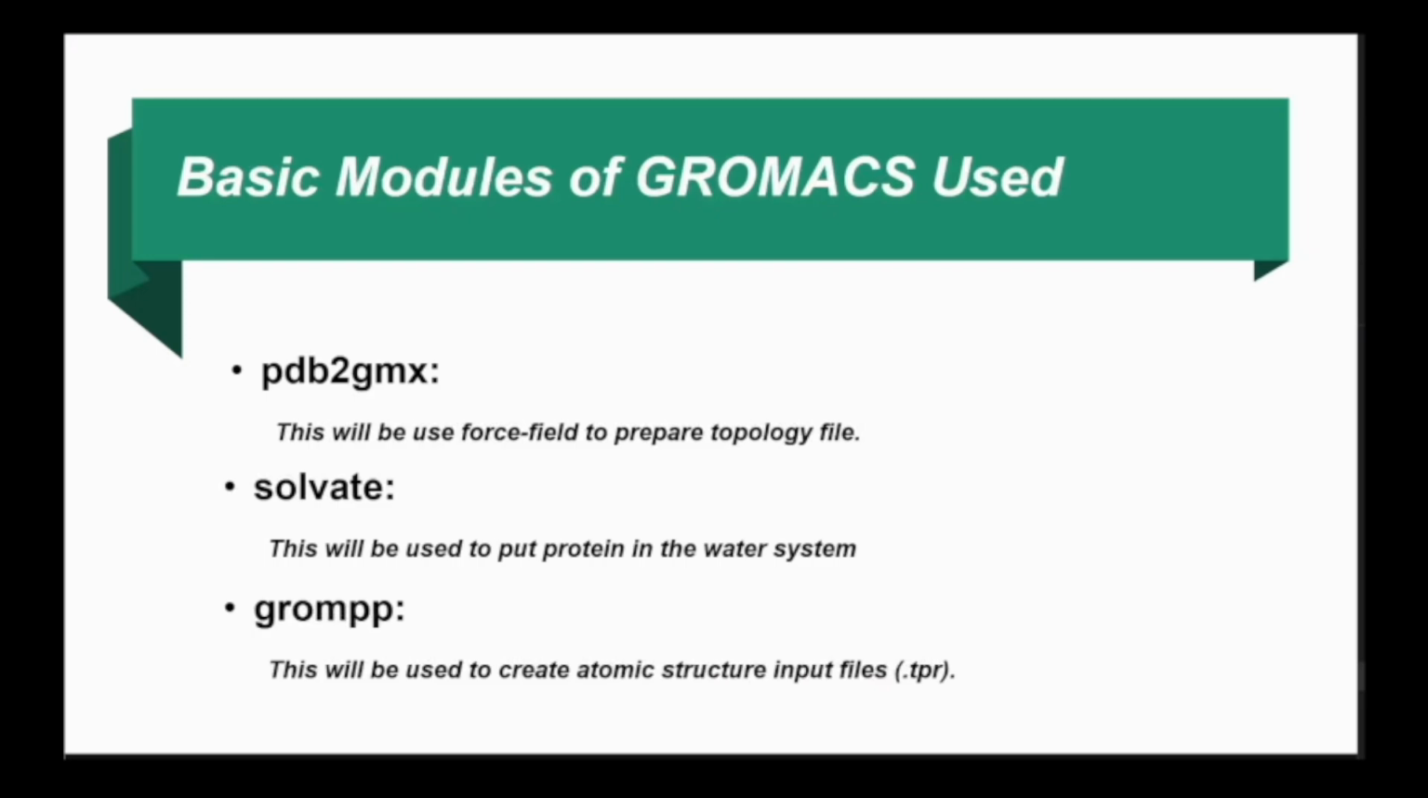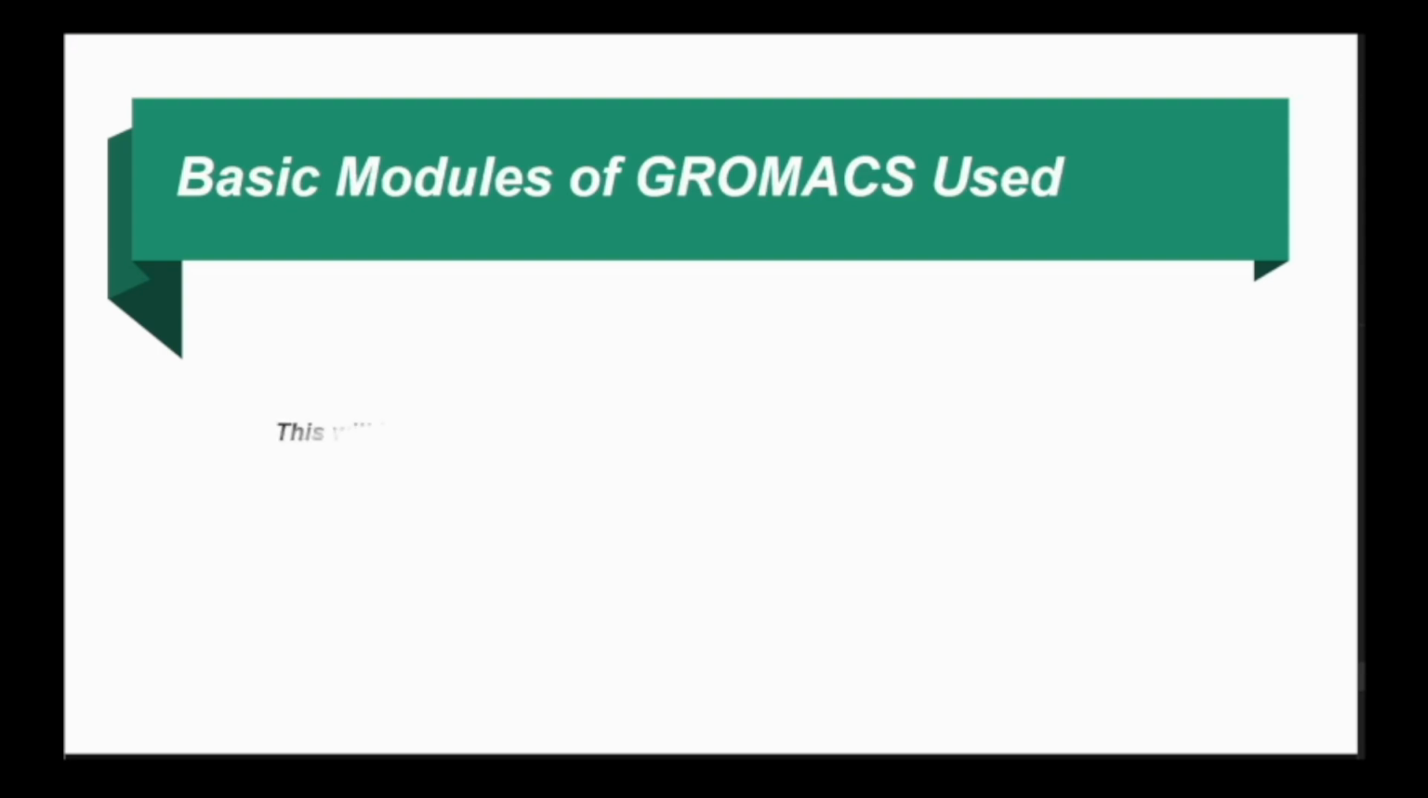The third module is the Gromap. The Gromap is a very important one, once again, and this will actually prepare the atomic structure input file, and this file will have an extension of TPR. I will show you this file when it will be generated inside the system.